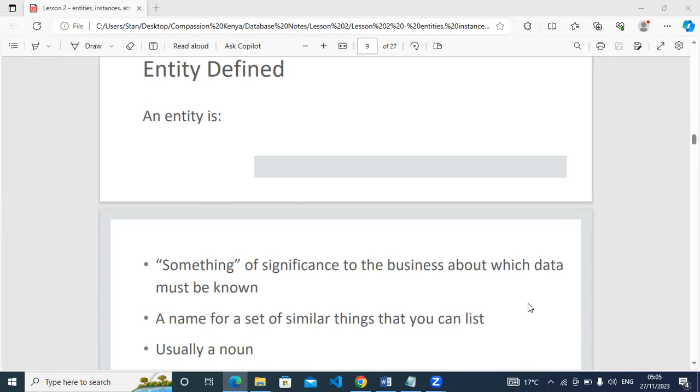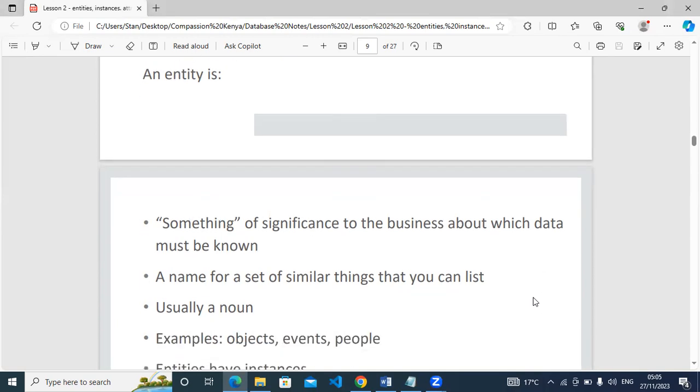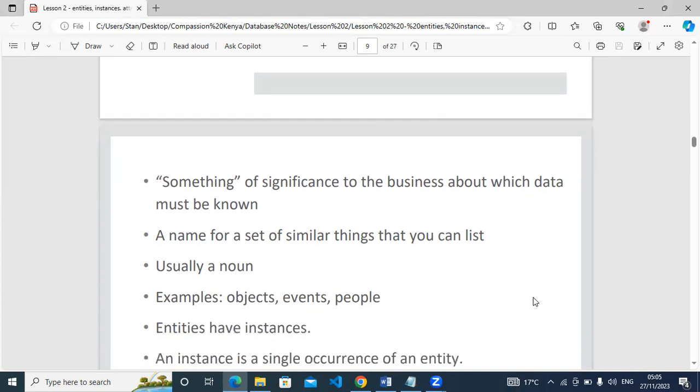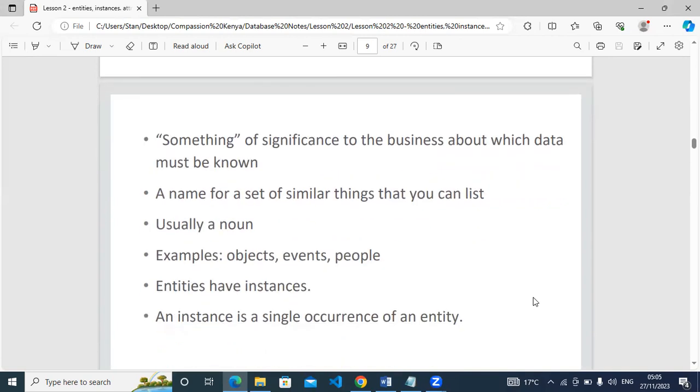An entity can be a name for a set of similar things that you can list, and it's usually a noun. An example of an entity can be an object, an event, or people.